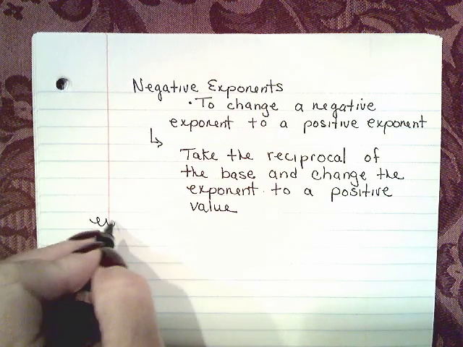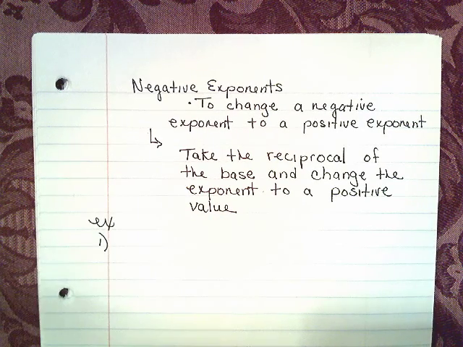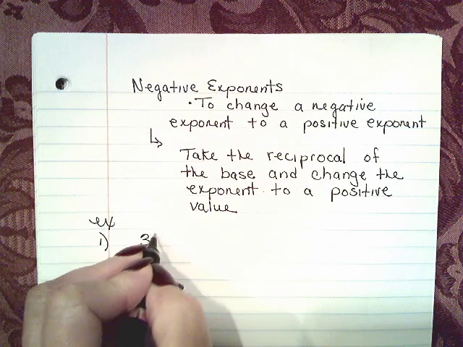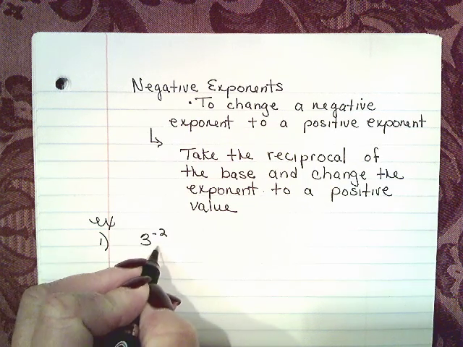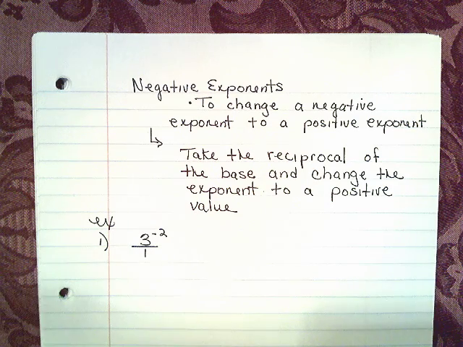All right, for example, we have 3 to the negative 2 power. 3 to the negative 2 power cannot be solved. It is not negative 9. It is not negative 6. You cannot operate with that negative exponent. So let's remember that it's automatically over 1. A whole number can be made into a fraction by placing it over 1.